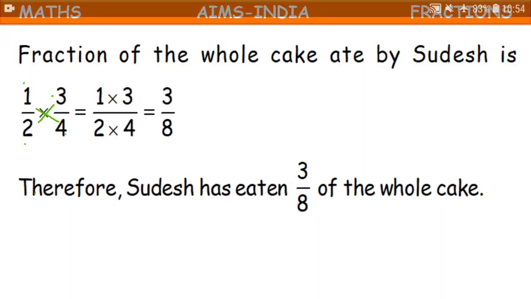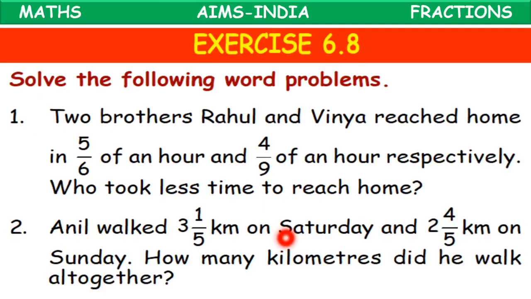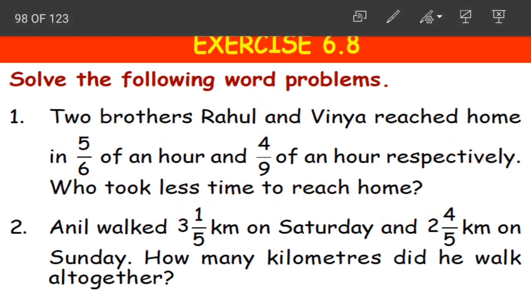Understood, children? These are the word problems based on fractions. Now here we have a few word problems to solve from the exercise. Two brothers reached home in 5 by 6 of an hour and 4 by 9 of an hour respectively. Who took less time to reach? How do we know? We compare these fractions. These are unlike fractions. Convert them into like fractions and compare, or you can cross multiply them and compare.